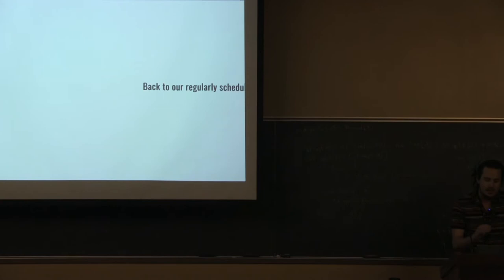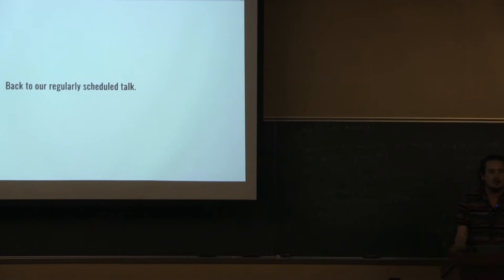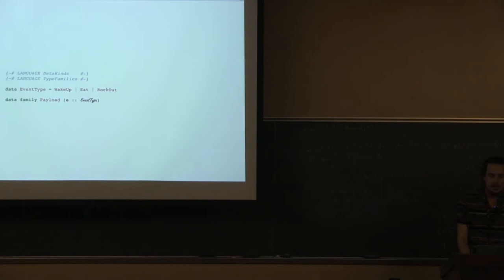So we're going to go back to our regularly scheduled talk, and you've probably all forgotten what we were talking about previously. What we were trying to do was teach the compiler that all of our payload types were related. And probably if we're keeping up, we have some idea of how we can do that. We can write this type family, and that is some evidence that these things are related, because we have this function that relates them, right? So I turn on data kinds, and I turn on type families.